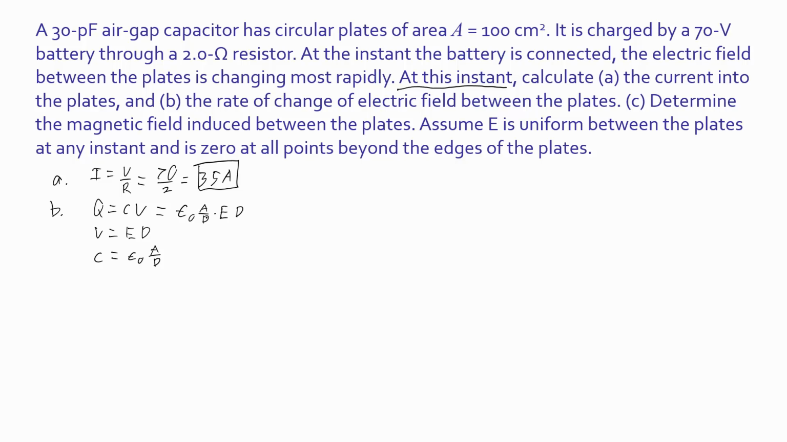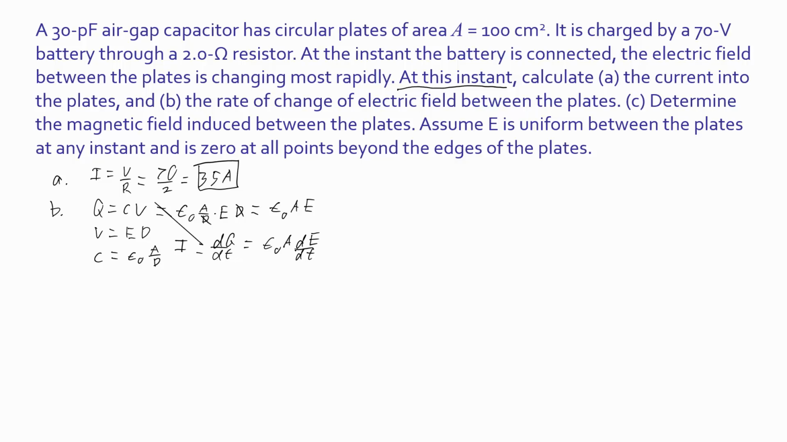We kind of went through this in the last video, but maybe you didn't take notes, or maybe you forgot. So we end up with epsilon naught AE, and that's equal to Q. So we can take the derivative of both sides, and we get dQ/dt is equal to epsilon naught A times dE/dt. This is what we're trying to solve for, the quantity dE/dt.